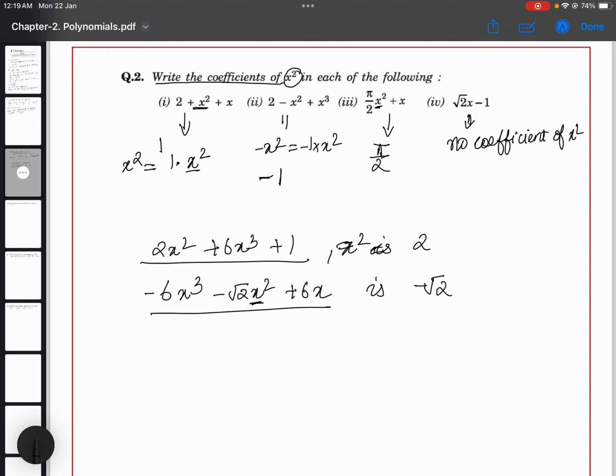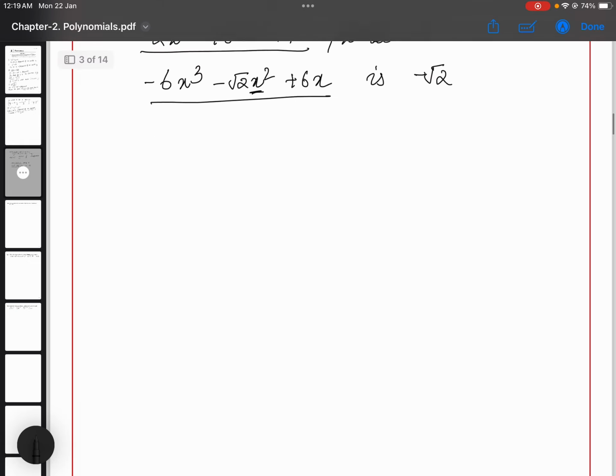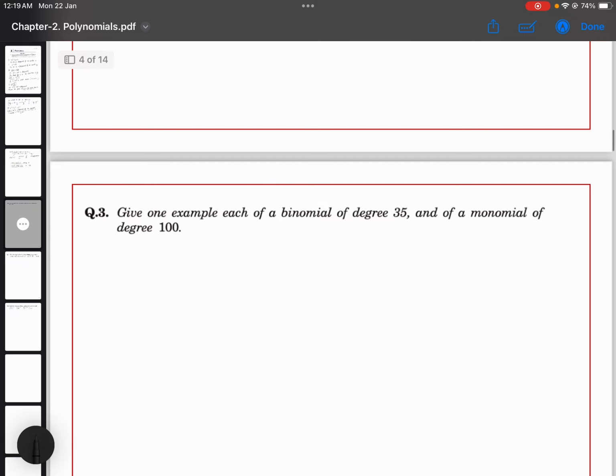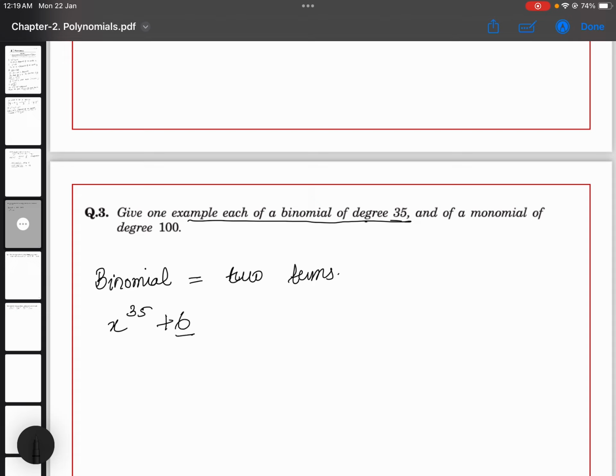Okay, everyone clear with the coefficient? Okay, now quickly moving on to the third question. We are asked to give one example each of a binomial of degree 35. First, binomial means it is an algebraic expression which has two terms, right? Two terms, clear? And what should be the degree of this given expression? It should have two terms, that is binomial, and the degree should be 35.